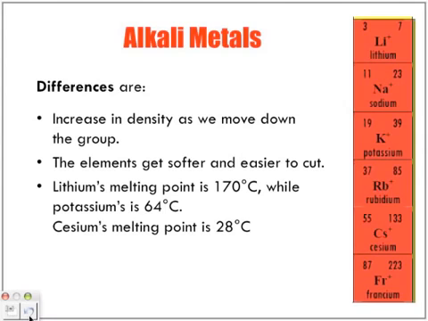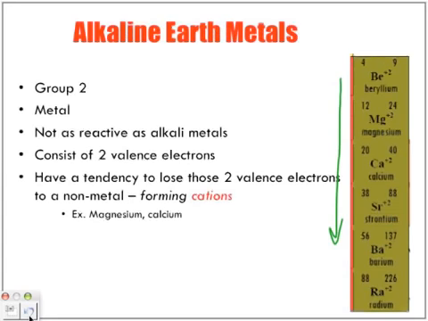Lithium's melting point is 170 degrees, while potassium is 64. Cesium's melting point is 28 degrees Celsius, which means the temperature, right? The temperature decreases for its melting point. The melting point decreases as we move down the periodic table.